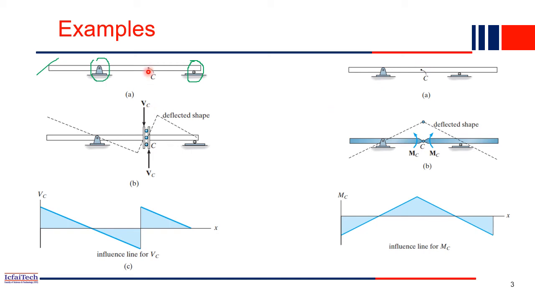Before, the question asked us to draw the shear force influence line diagram at C, so we replaced this point with a roller support. But here it asks for the moment influence line diagram at C, so we replace C with a hinge. A hinge can rotate, right? Rotation is allowed at this point. So we replaced C with a hinge, and then we applied a unit moment, or moment MC, at this joint.